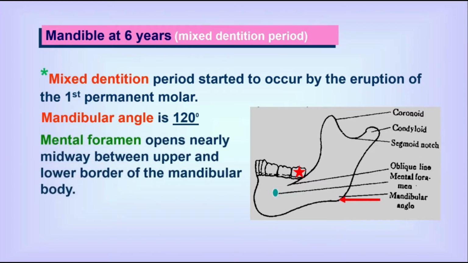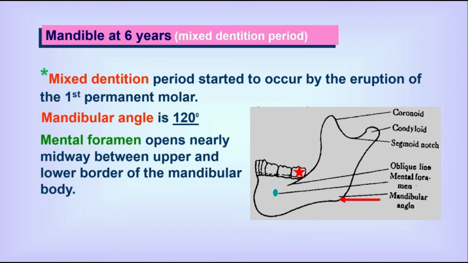The mental foramen opens nearly midway between the upper and the lower border of the mandibular body. In the early age, the mental foramen was near the lower border, but now the mandible has developed from the upper border with the alveolar process, and also from the lower border with the addition of further bone. The mental foramen did not change its position, but because the two borders have increased, the mental foramen is now in the middle of the mandibular height, still under the socket of the lower D.